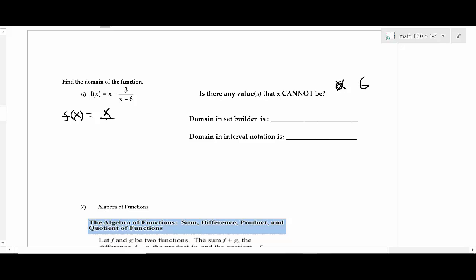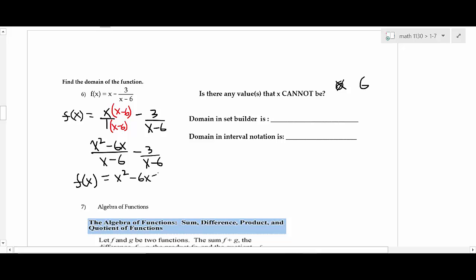So I'm just going to write this as x over 1 minus 3 over x minus 6. It isn't going to make any difference, but there are times when putting it together, you might identify something else in the problem. I've got a common denominator of x minus 6. So what you'd have is x squared minus 6x over x minus 6 minus 3 over x minus 6. So you'd end up with f of x equal to x squared minus 6x minus 3 over x minus 6. But it doesn't make any difference.